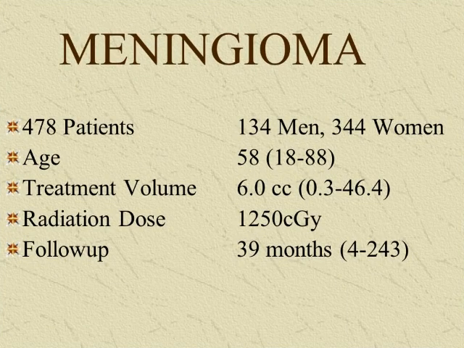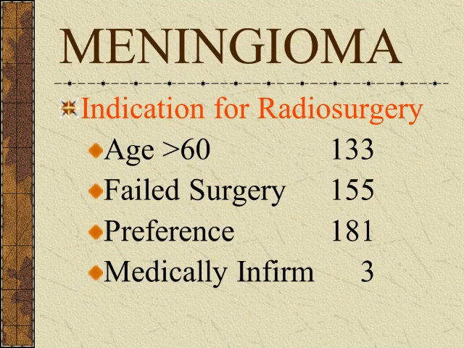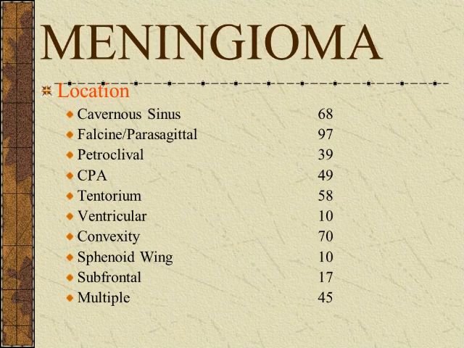Now, a few words on meningiomas, and the message is basically the same for meningiomas. The indications are pretty much the same. The results are pretty much the same. We've treated close to 500 meningiomas with radiosurgery. The tumors are a little bit bigger. The patients are a little bit younger. The magic dose is still the same. The indications listed here, again, medically infirm patient, we usually don't treat at all. So these are the locations of the meningiomas, and I believe we're getting close to 100 cavernous sinus meningioma locations.